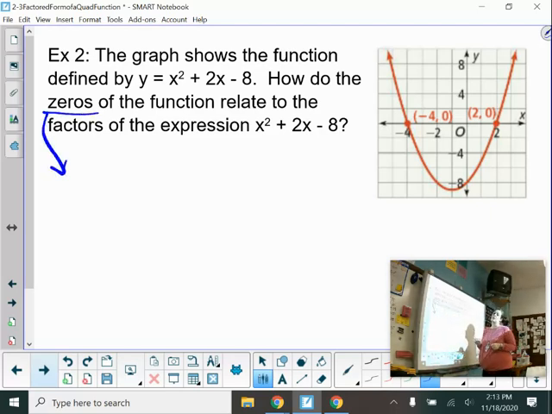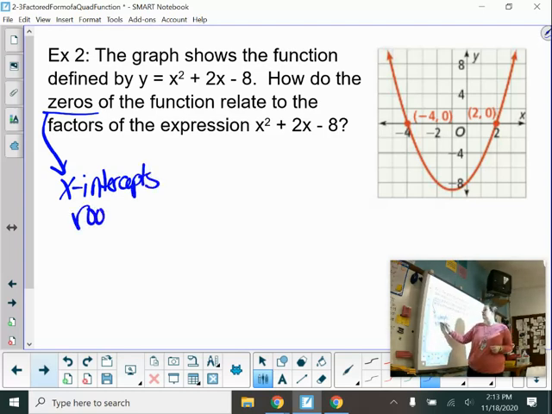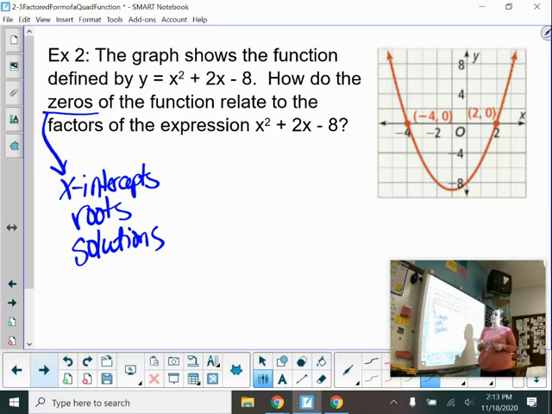You will see zeros interchanged with a couple of different words. Zeros mean the same thing as x-intercept, means the same thing as root, and means the same thing as solution. So all 4 of those words are used interchangeably in different situations. In this one, we're calling them zeros, but they're really x-intercepts. So let's go to our factoring and see what happens here.